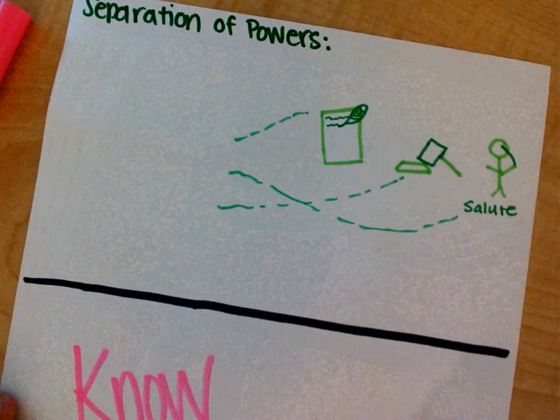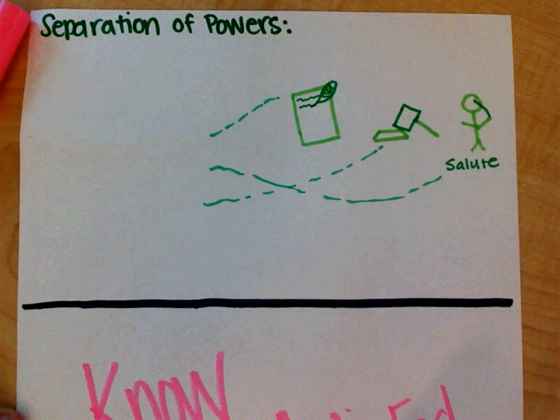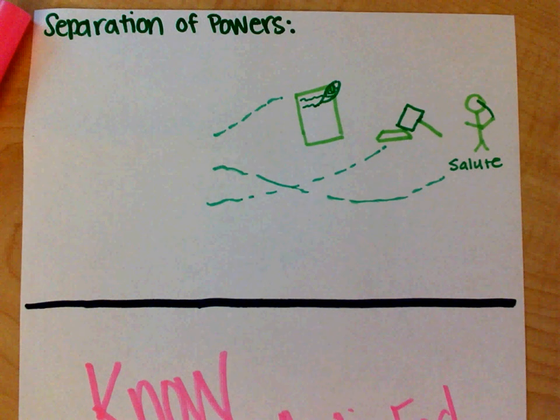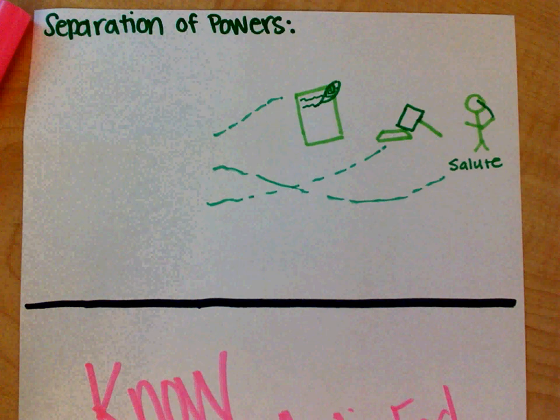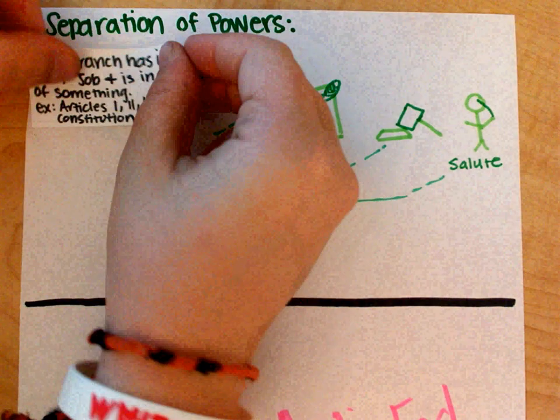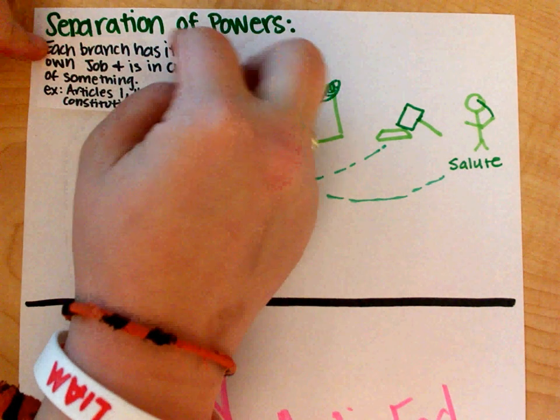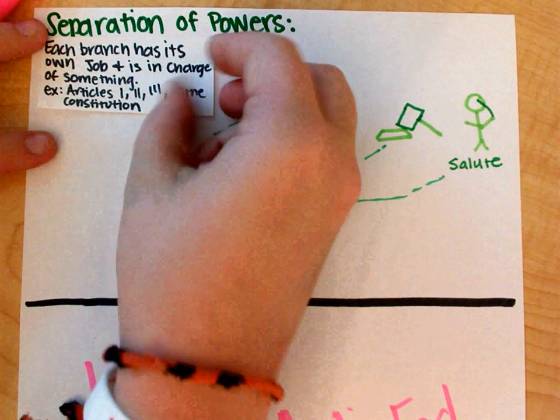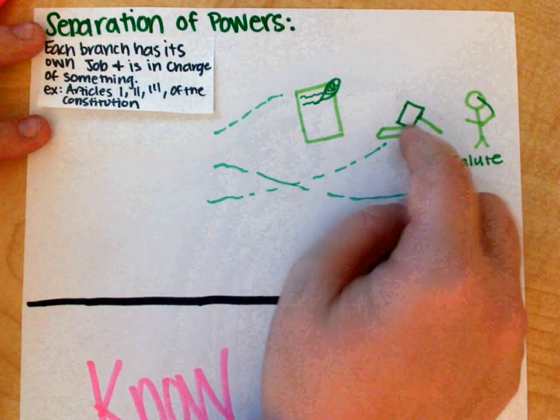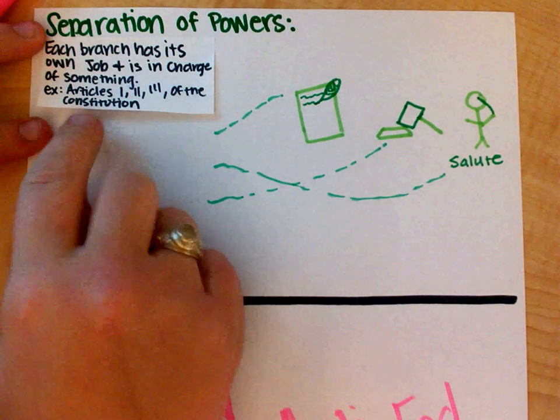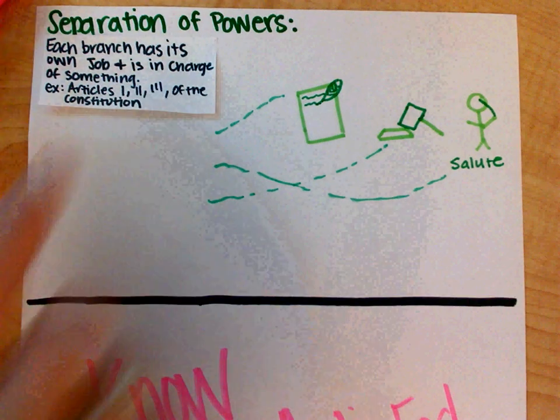Last one was separation of powers. We have 3 different branches, and each has a different job to do. Each branch is in charge of something different. And this can be explained best in Articles 1, 2, and 3 of the Constitution. It lays out what their jobs are.